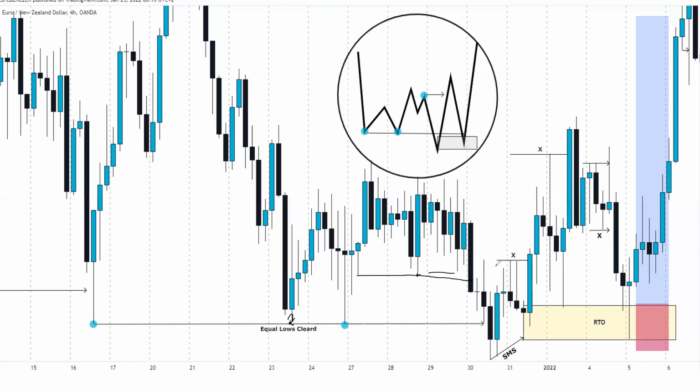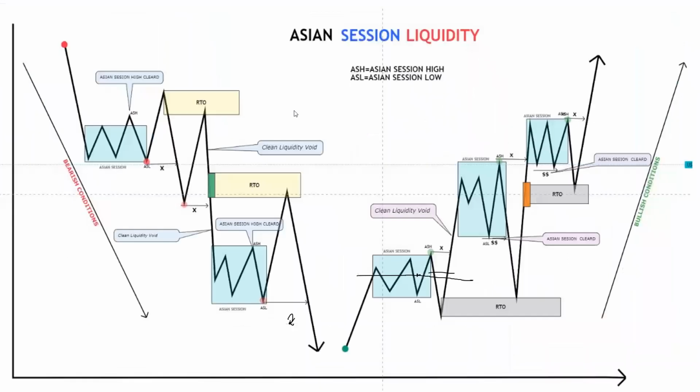In the process of taking these lows, we would like to see price taking these lows, then we start breaking. And that's when we are going to find ourselves in the market.